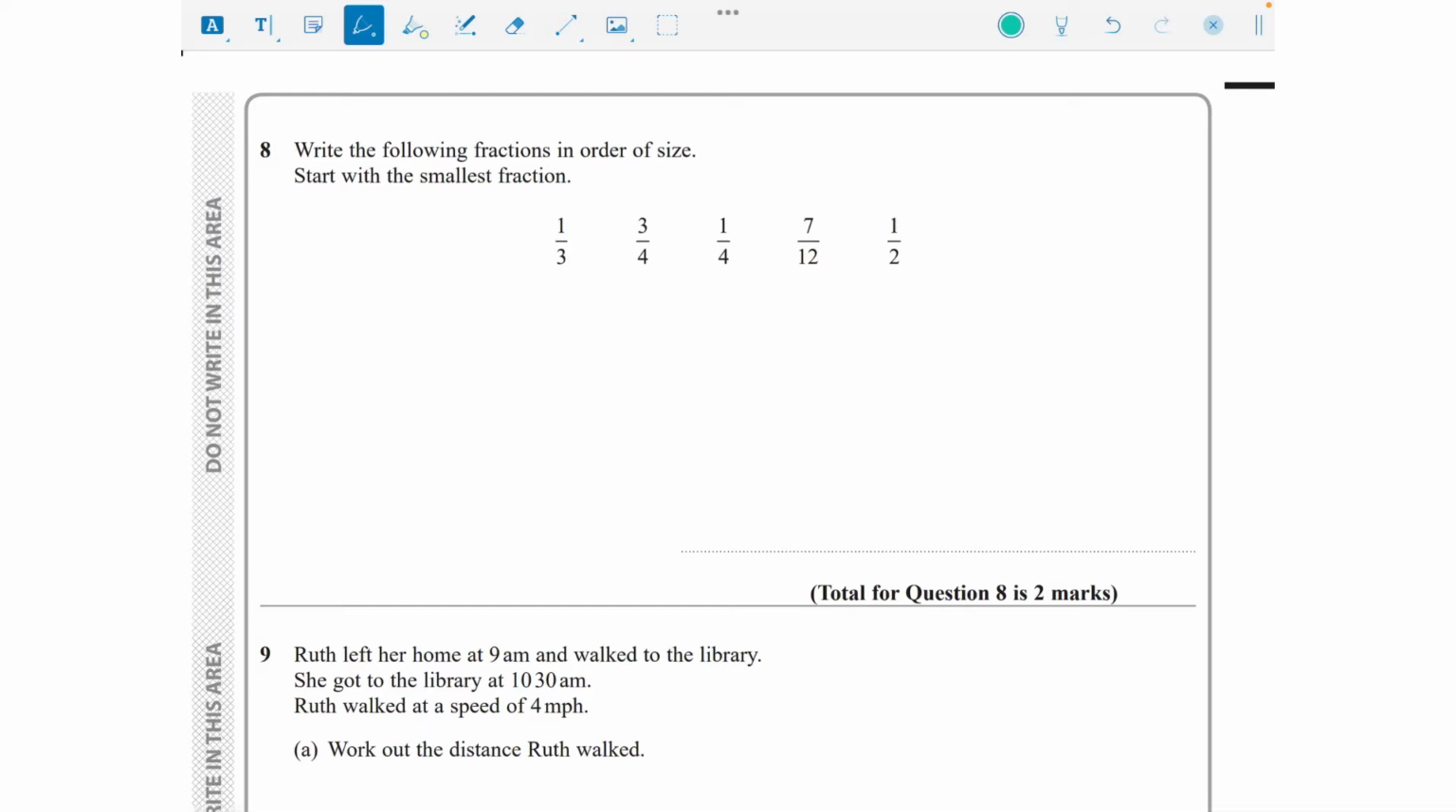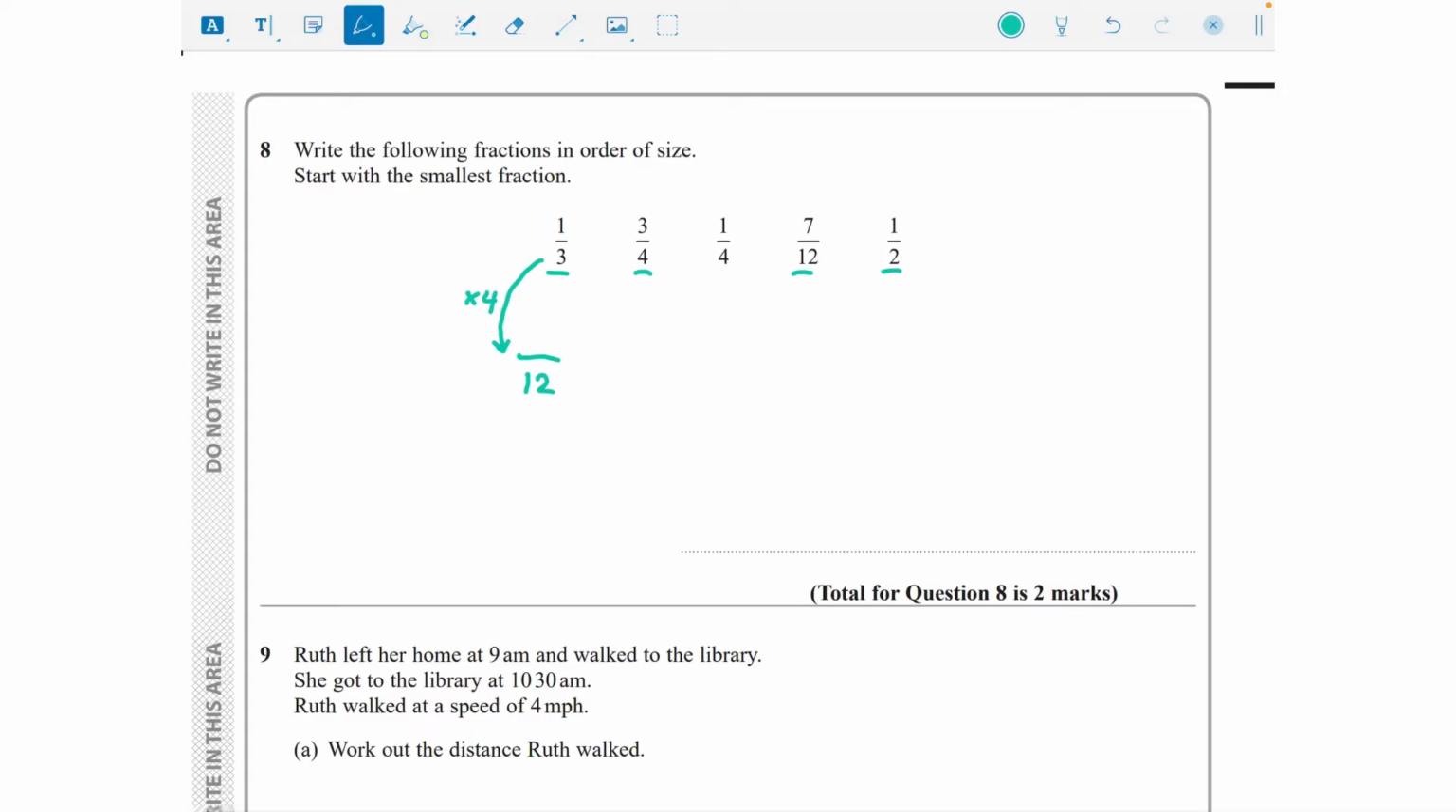Now the reason I've picked 12 is because 12 is in the 3 times table, it's in the 4 times table, it's in the 12 times table, and it's in the 2 times table. So it's nice and easy for me to multiply each of these fractions on the bottom and the top to get an equivalent fraction that is out of 12. So this first fraction has a 3 on the denominator. We need to multiply that by 4 on the bottom and the top to make it out of 12.